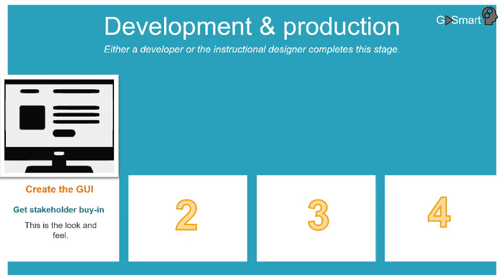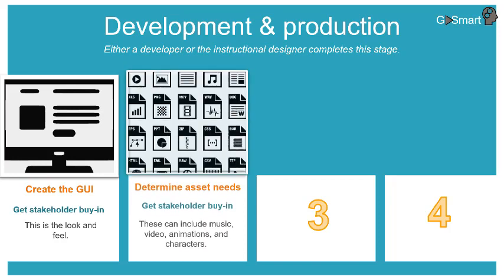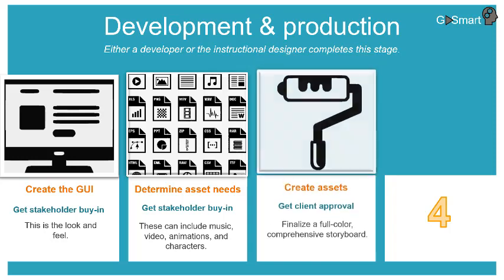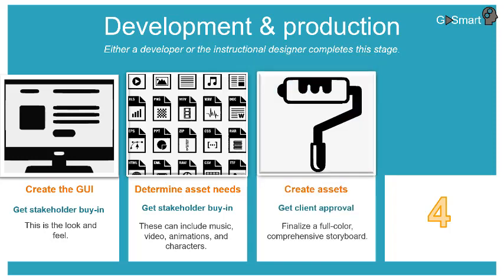Some stakeholders might have a clear idea of what they want. Others might give you creative freedom and ask you to help them with coming up with it. Make sure the stakeholders approve the look and feel and navigational elements and placement before developing the course. Second, determine the assets needed, such as graphics, music, video, animations, and characters. Third, create the assets and have the client approve them.